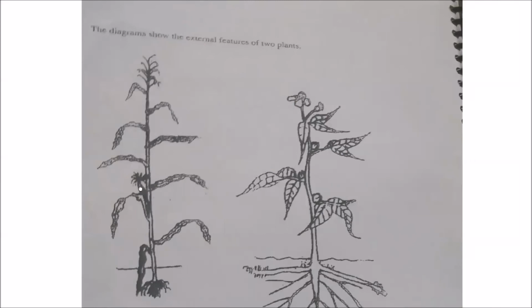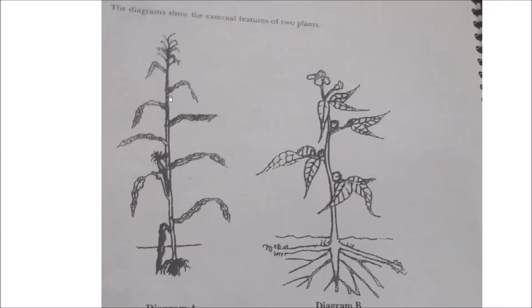All right, but going back to my question here, this section here, you would draw a line here and then you would put X because this is where the pollen grains are going to be created.